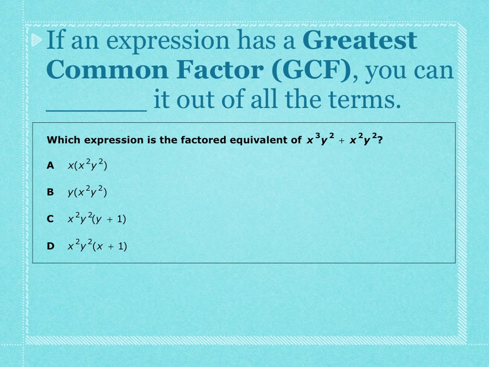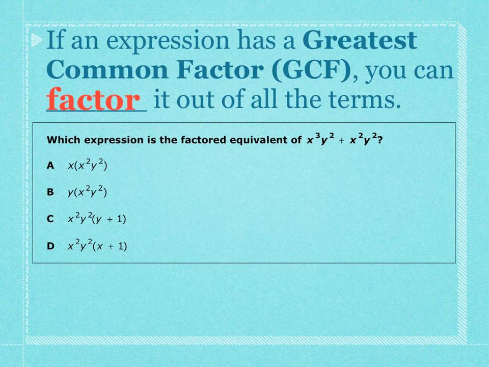The next statement we need to talk about is, if an expression has a greatest common factor, or GCF, you can go ahead and factor it out of all the terms. This example says, which expression is a factored equivalent of x cubed y squared plus x squared y squared? If you look at these two terms, both of them have an x and both of them have a y, so we know we can factor out both an x and a y.